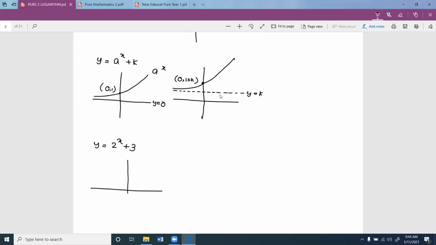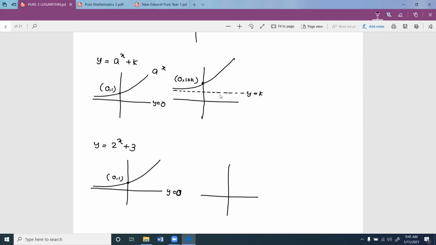If I draw the 2 to the power x graph, it's a graph somewhere like this. It travels to here, 0, 1, and here the axis of asymptote is y equals 0. Sorry, I just made a mistake. Then if you turn it into 2 to the power x plus 3, the entire graph shifts 3 units up.